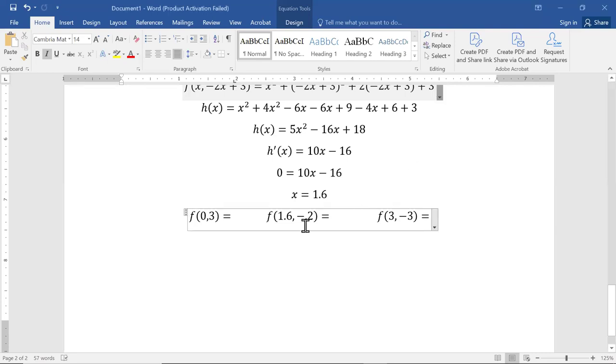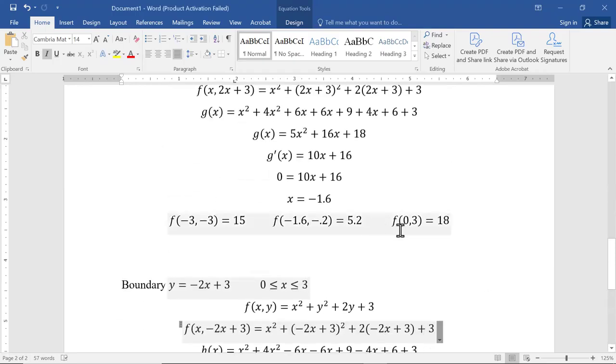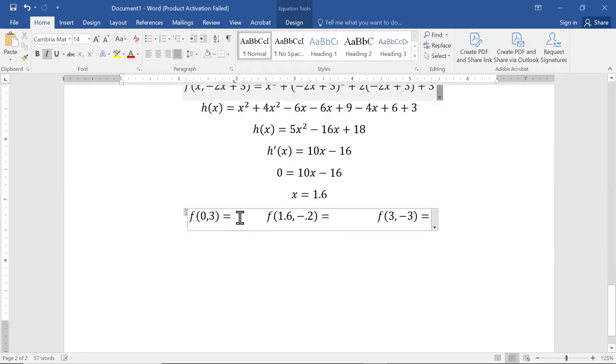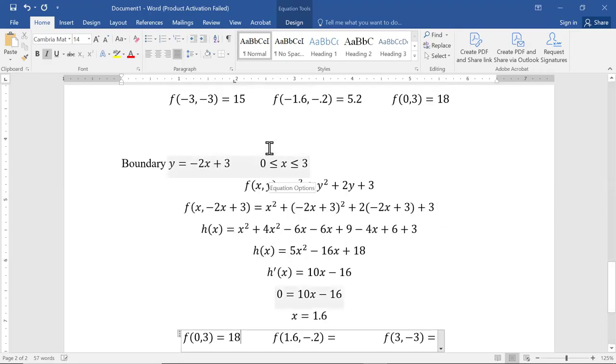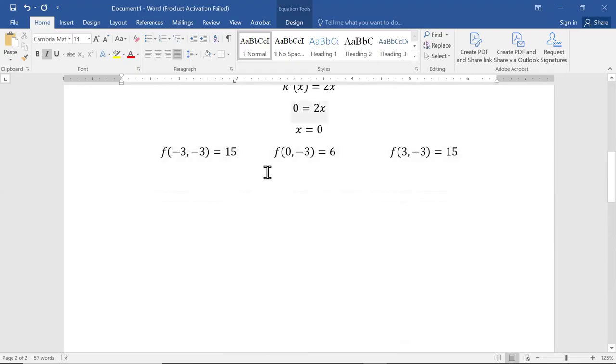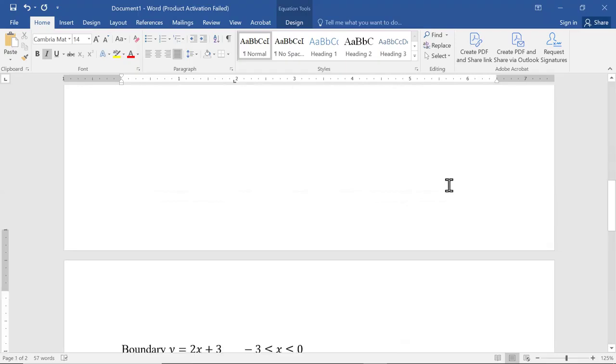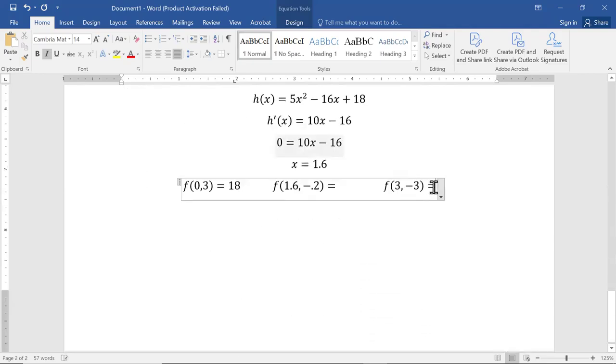Now, conveniently, we've already plugged in 0, 3 into this function. If you look at this, 0, 3, when we plug that into the function, we already got 18. So some of these endpoints are going to be the same. 3, negative 3, we actually plugged that one in as well. Earlier, we got a 15. And these are the same as we've already done because obviously the triangle meets up at those points. So the endpoints are going to be duplicated in certain places.